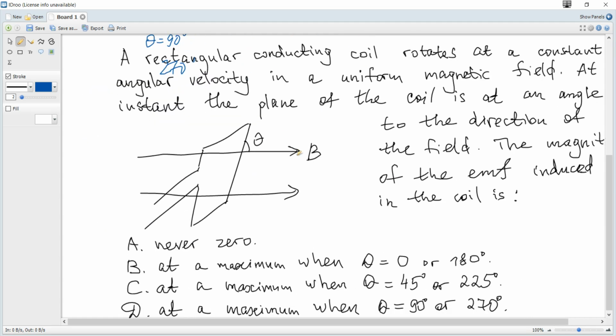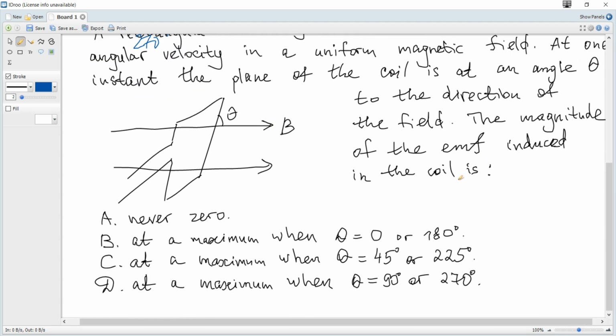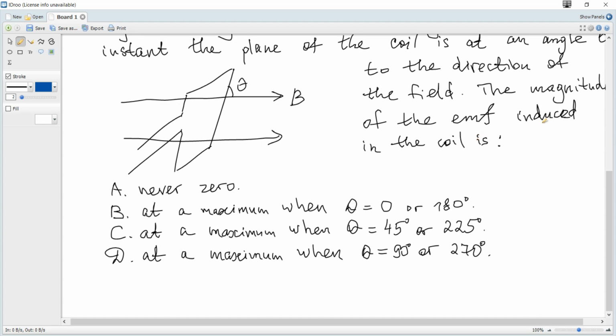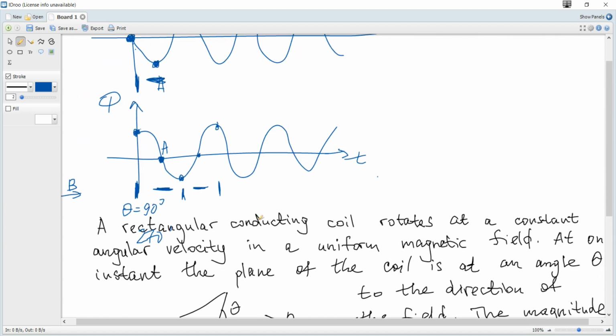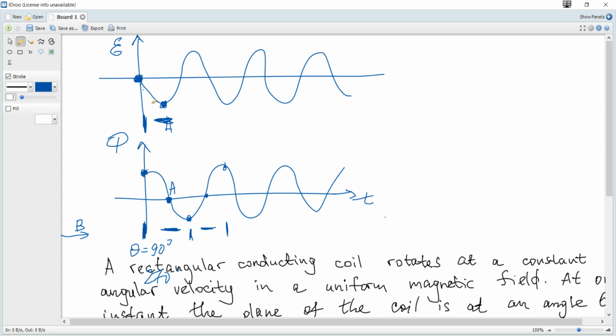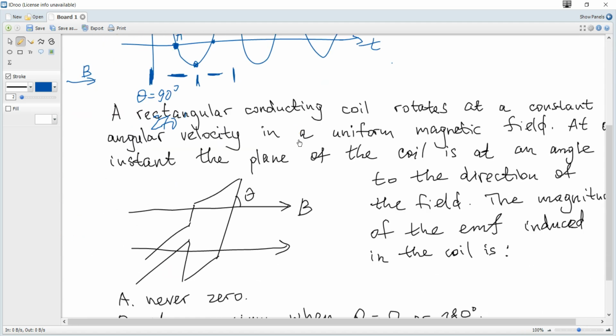So what do we need actually? We need the magnitude of the EMF induced in the coil, never 0. It's not true because it can be 0. For example, here it can be 0.